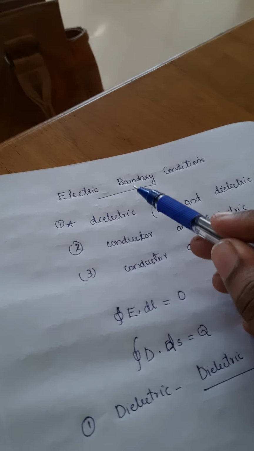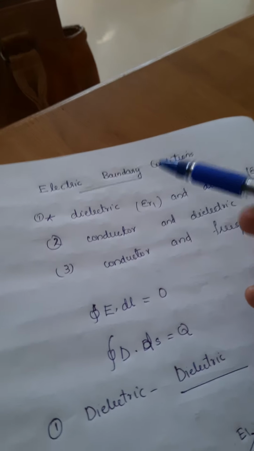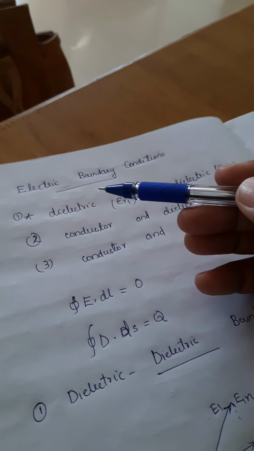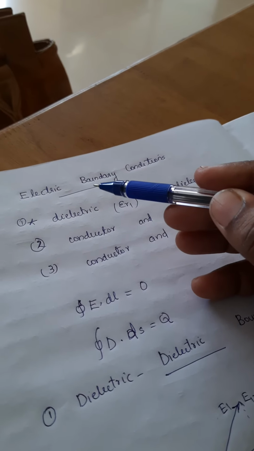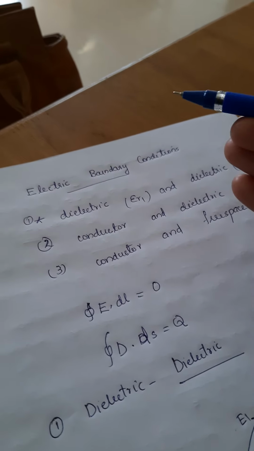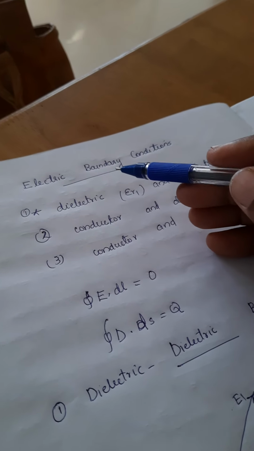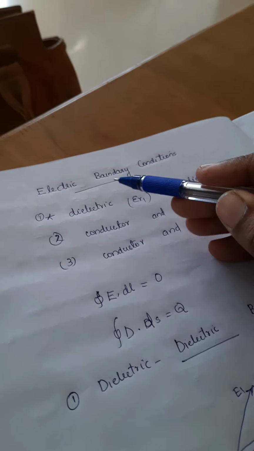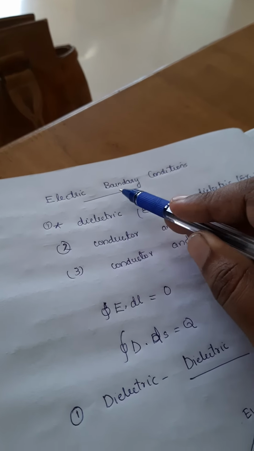If we have two media and there is a boundary between them, and an electric field exists at that boundary, then in order to move from one medium to the other, there should be some conditions at the boundary that this electric field should satisfy. Those are known as the electric boundary conditions.